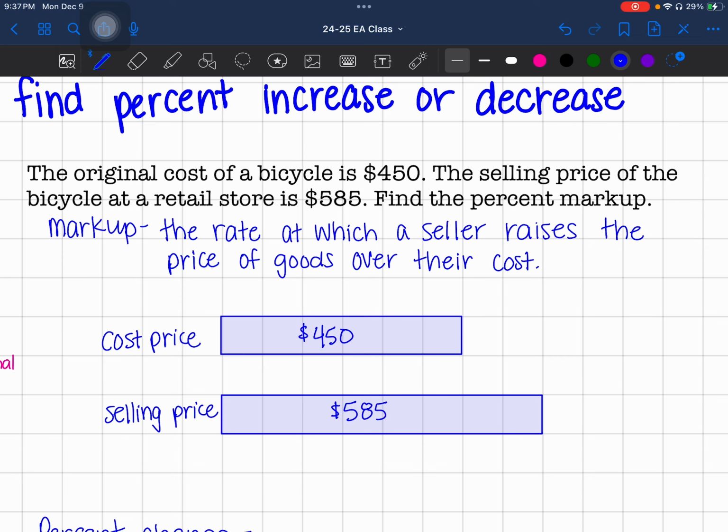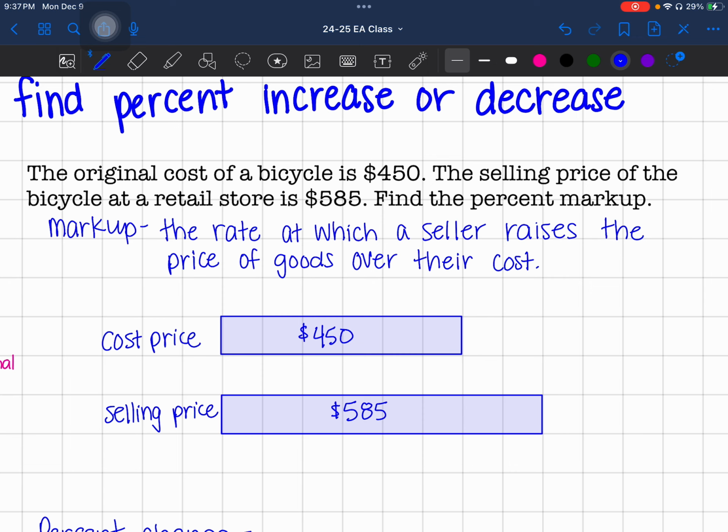Find the percent markup. So when you see the word markup, it's the rate or the percent at which a seller raises the price of goods over their cost. So it's the way that we make a profit. Okay. And so again, we're going to draw a model.